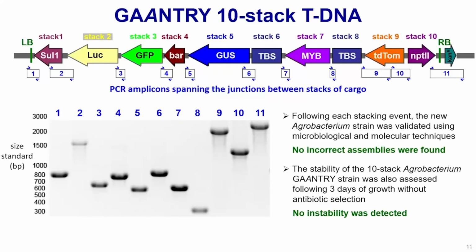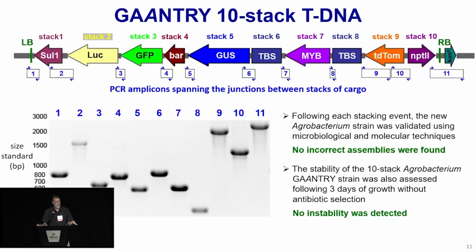We also, an interesting attribute of the GANTRY system, it's not based on a binary vector, which is an introduced plasmid into the strain. It's actually part of the genome. It's part of the native virulence plasmid, which makes these constructs in Agrobacterium extremely stable. We actually grew the 10-stack strain in rich media, LB, without antibiotic selection, kanamycin. And then after 3 days of growth, we plated it out for single colonies just on non-selective LB and checked 100 of those colonies on kanamycin plates. And all 100 of them were still kanamycin resistant.